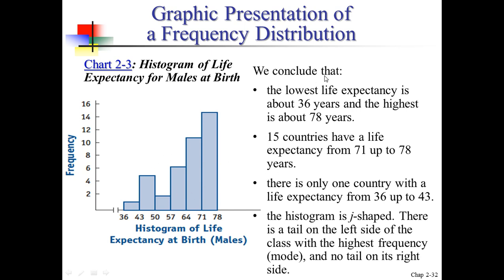We can conclude like this. The lowest life expectancy is about 36, and the highest is 87. This is a range, from L1 to H, the last class. 15 countries is the most concentration, or the largest concentration. There's only one country in the least.